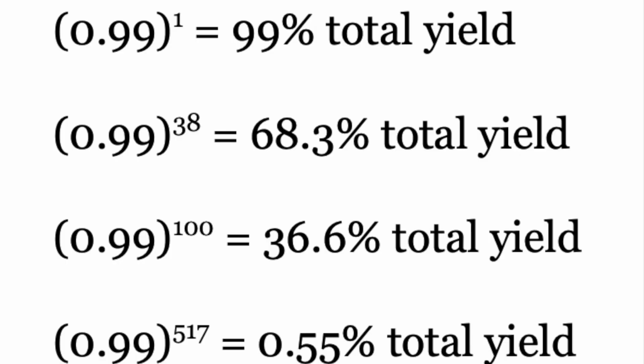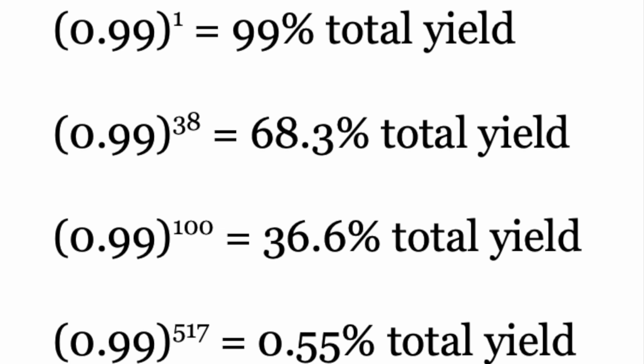Then we can go up to 38 amino acids, which is the length of the OSC1 peptide that I made. And you can see that at that point already, only 70% of the stuff that you cleave off the resin is actually going to be what you wanted to make in the first place. If you go up to something that's 100 amino acids long, you suddenly drop to below 40% of the stuff that you made being what you want. And once you go up to 520 amino acids, all of a sudden you're at below 1% of the stuff that you made actually being what you wanted.